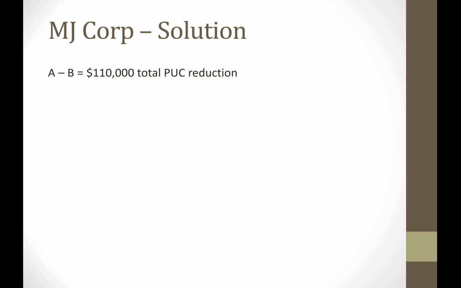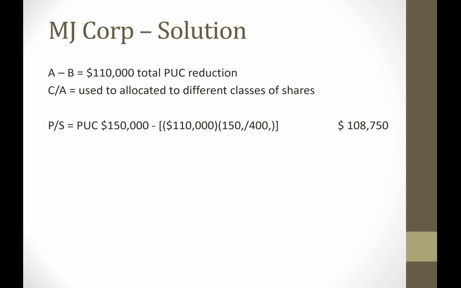Again, the total PUC reduction across all shares is 110,000. Let's use the C over A to determine how much of that will be allocated as a reduction to the preferred shares and then the common shares. So let's do the preferred shares first. Once again, the PUC of the preferred shares is 150 minus the reduction. The reduction is going to be the 110,000 times the C over A. The C is the value of the preferred shares, 150, divided by the total PUC, which is 400. And if you work through that calculation, after the reduction, the PUC of the preferred shares will be 108,750.